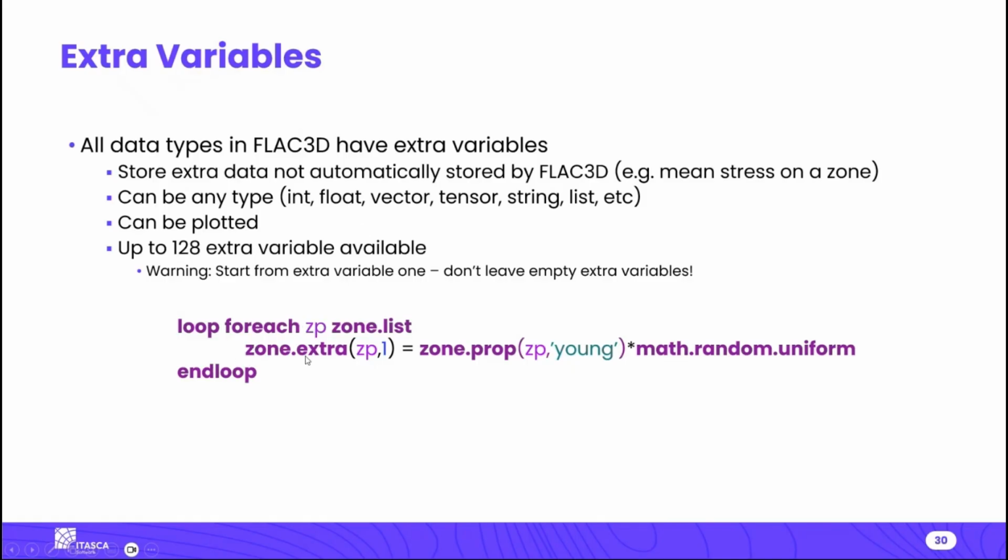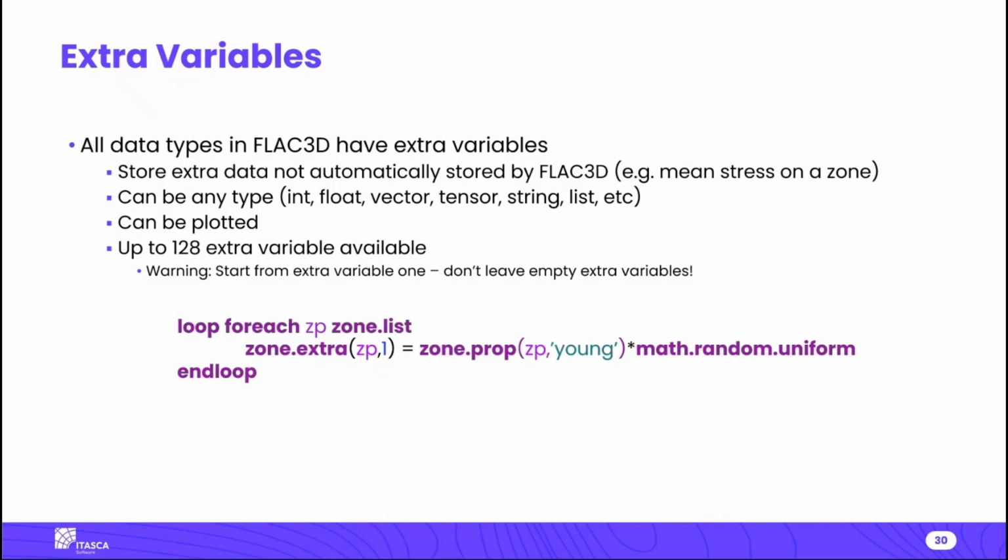The syntax looks like this. So I can set an extra variable. Here I'm looping through all the zones in the zone list. I can set the zone extra variable for this particular zone, and I say comma 1, this is the first extra variable. Remember, I could have up to 128 extra variables. So I'm setting the first extra variable equal to the Young's modulus times some random number. I could set the second extra variable, zone.extra zp comma 2, equal to something else, and so on.